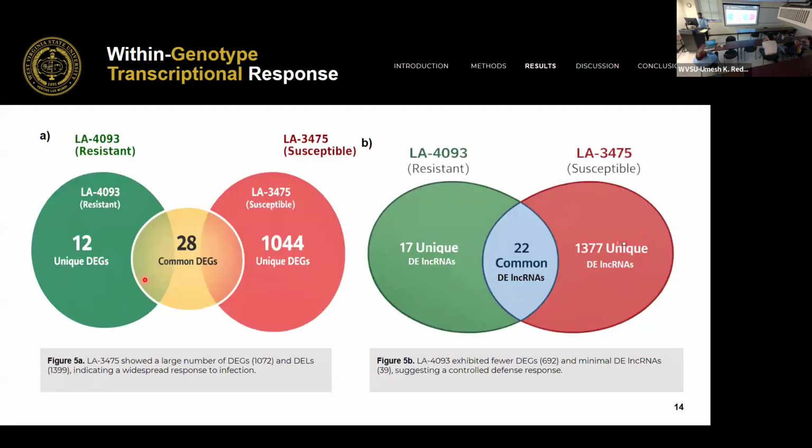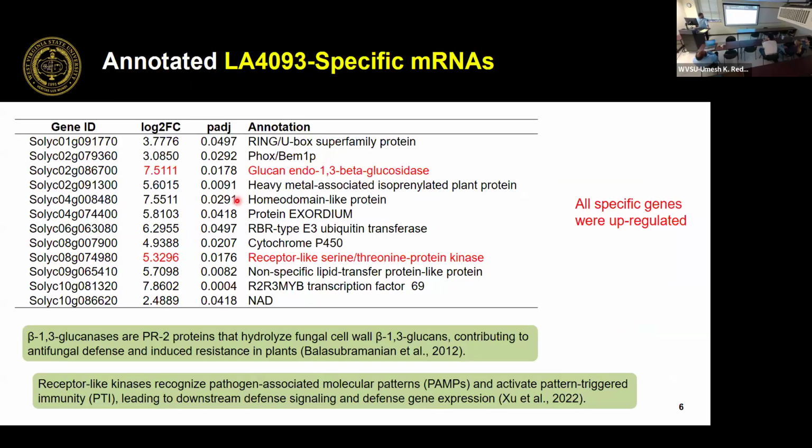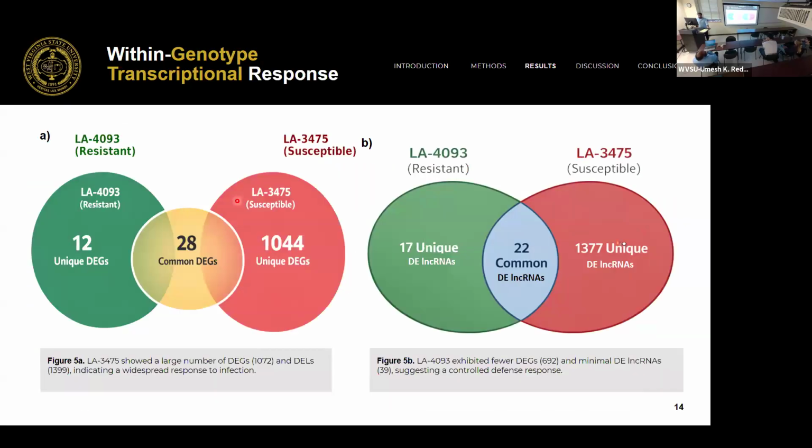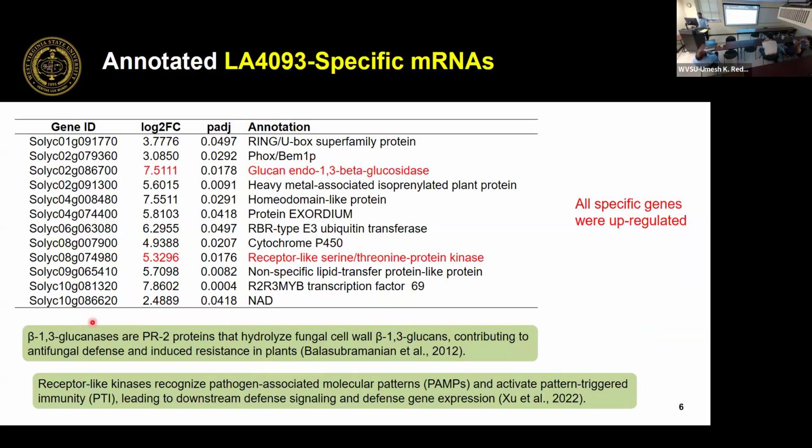These Venn diagrams show the unique and the common DEGs and the same unique and common lncRNAs between those two lines. So these are the top 10 unique DEGs from the resistant line, and here we can see these highlighted in red. These genes have shown significant fold change.